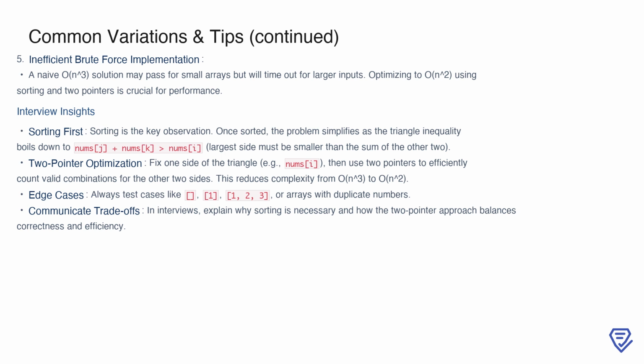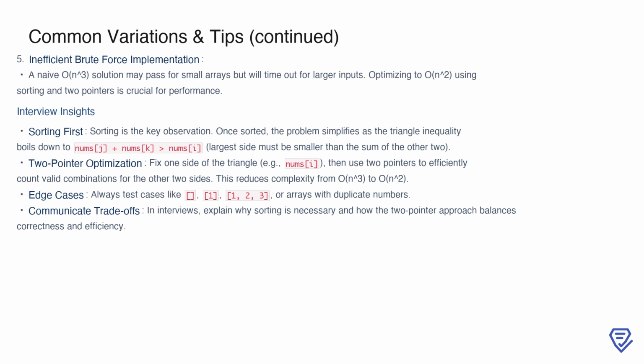Now, from an interview perspective, there are some key insights to keep in mind. First, sorting the array simplifies the problem significantly because the triangle inequality can then be reduced to checking whether the sum of two sides is greater than the third. The two-pointer approach, when combined with sorting, allows you to fix one side of the triangle and efficiently count valid combinations for the other two sides, reducing time complexity.